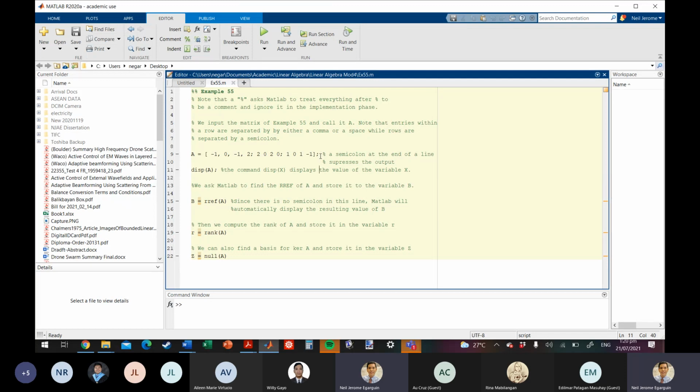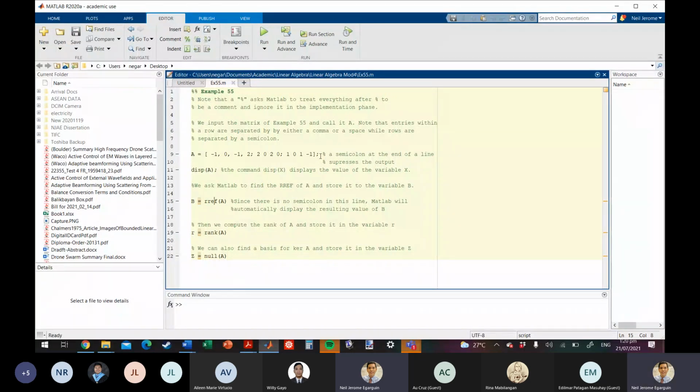But in the end, if you want to see how the matrix A looks like, you can ask MATLAB to display it. So yung disp of A, it will just display the content of variable A.